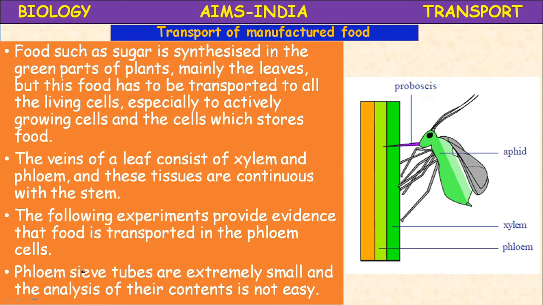The phloem tubes: the biologist studied the food transportation in the plants with the help of an insect. Here in the image you can see an aphid. These are also called green flies. You see these aphids clustering around the young stems of plants, as they feed on the plant juices.